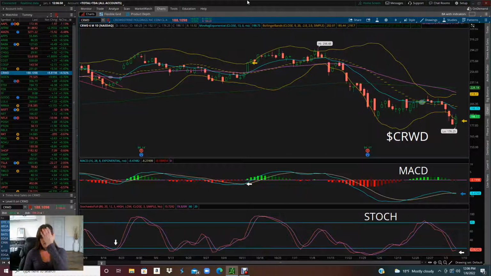So I hope this helps you guys out with understanding what I mean when I say the trapdoor is open, and the lower Bollinger Band is pointing down, allowing price to go down.